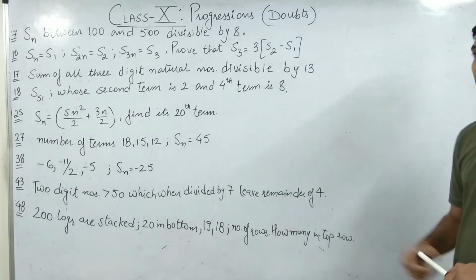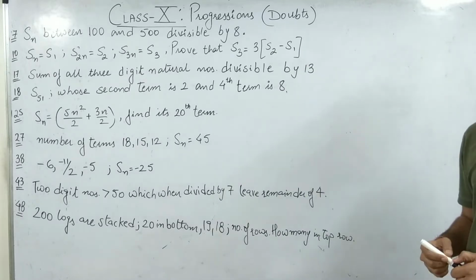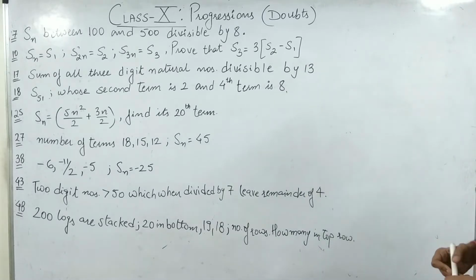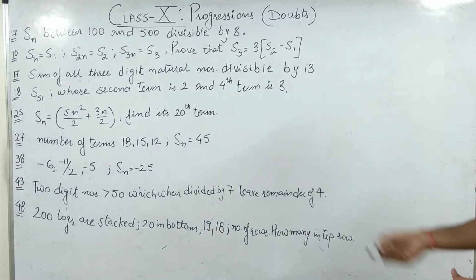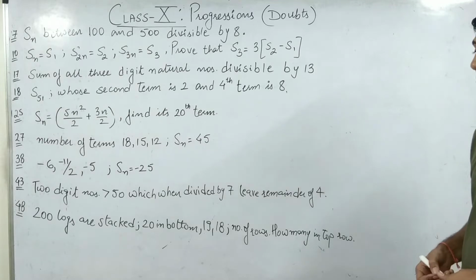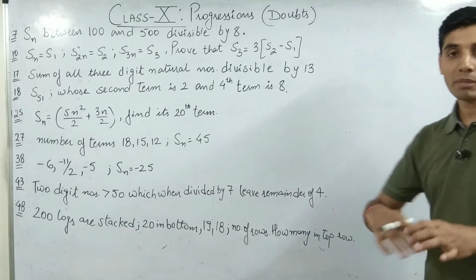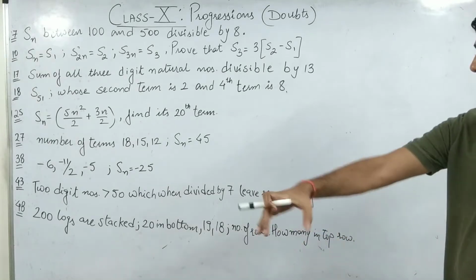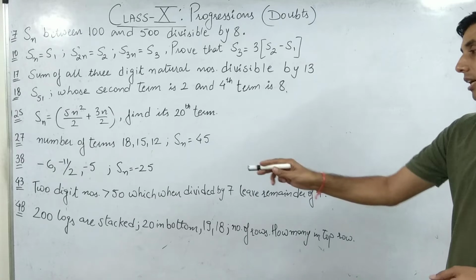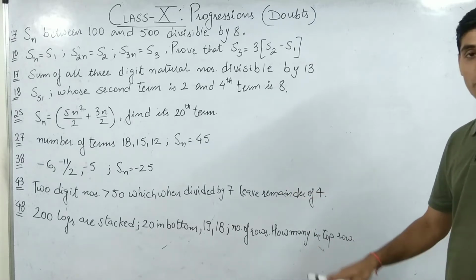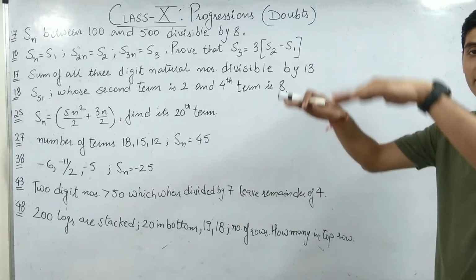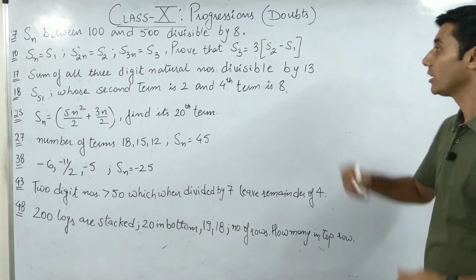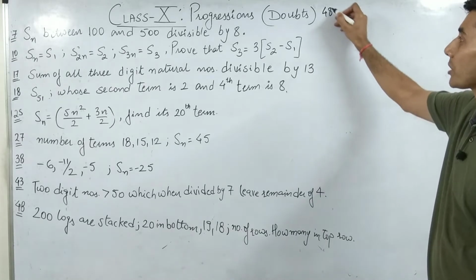So guys, let's start with question number 48 as usual, because there are certain bigger questions over there. It's an NCERT textbook question. It is also in the state board textbook. 200 logs are stacked, 20 in the bottom. Logs means the round wooden pieces, which have been collected and stacked. So the base has 20, then 19, then 18, then 17, then 16, and something like this.